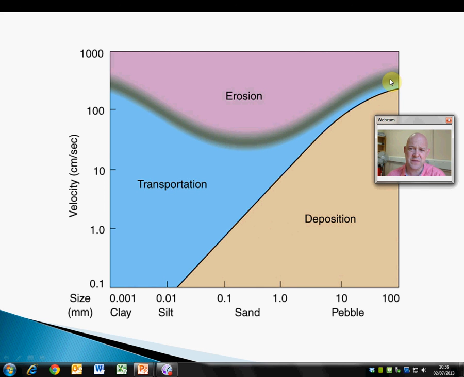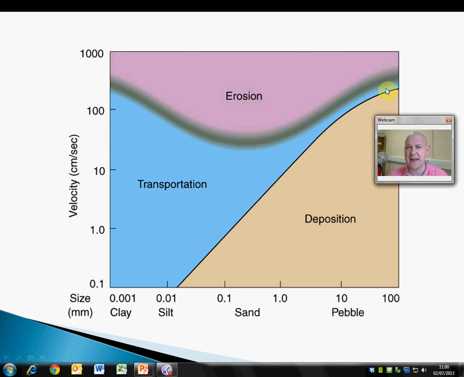Okay, interesting fact number two. Notice that as the particle gets smaller, the critical erosion velocity, the energy required to lift it up and entrain it, gets less until you get down to sand. And then something bizarre happens, because then for every decreasing size of sediment, you actually need a faster flowing water. What's going on? Very simple.